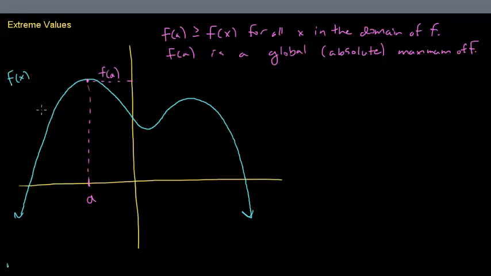It's the largest function value that you're going to see. No other function value is larger than f of a. And notice the global maximum is really the output. It's not the input, it's the output f of a.